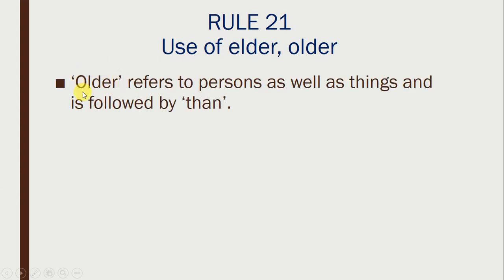Older you have to use for all persons as well as things. Whenever you are comparing the ages of a person or things, you have to use older. And always remember that older is always followed by than. Let's see an example.